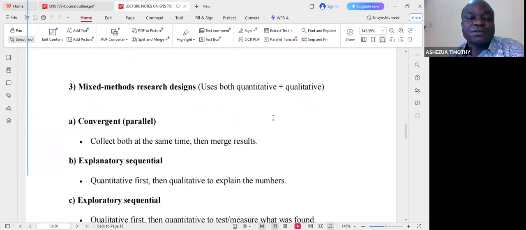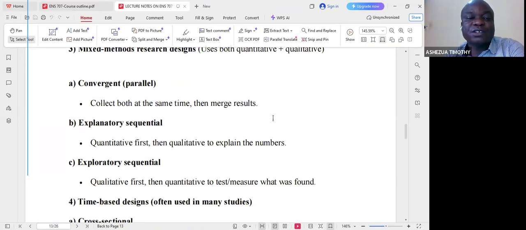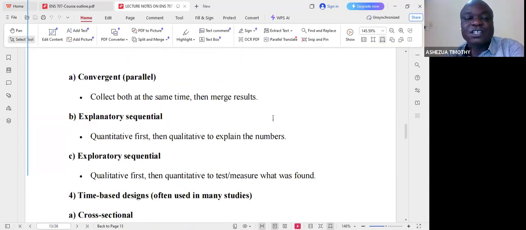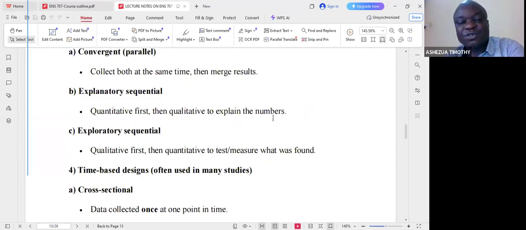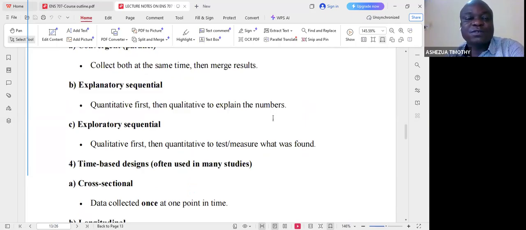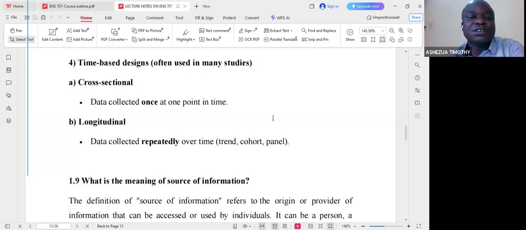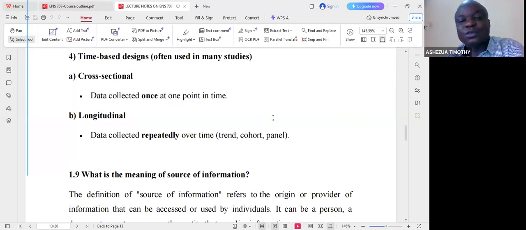We have mixed method research design, and under that we have convergent, explanatory sequential, and exploratory sequential. Time-based design is also there, and under that we have cross-sectional and longitudinal. So in your time, these are things that you should easily go through in the notes very, very closely.